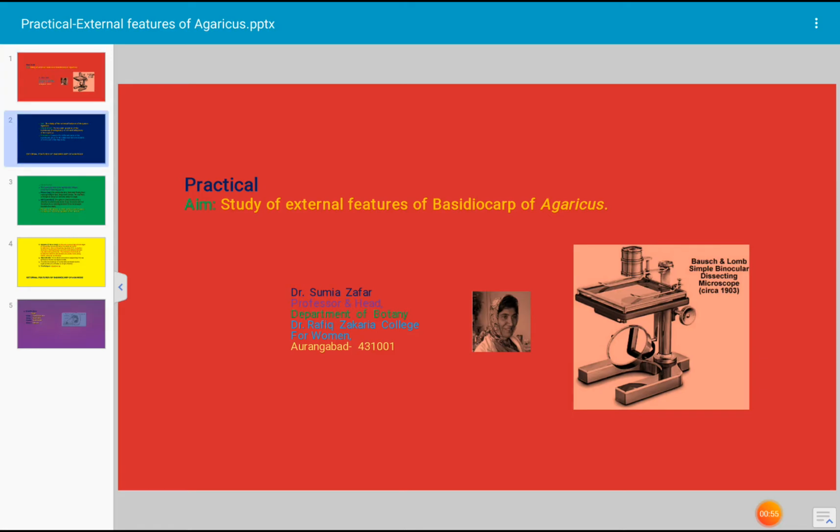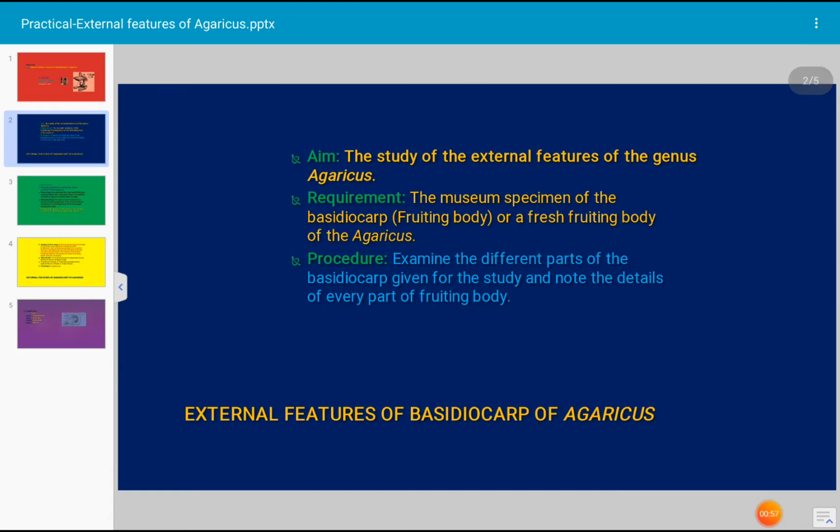Okay, let us see how to do the practical, what we have to do here. The requirement of the practical is a museum specimen that you have to observe. The fruiting body or the basidiocarp of Agaricus has to be observed in a museum specimen bottle, or sometimes a fresh fruiting body will be available in the rainy season. We have to observe it in detail and write all the external features.